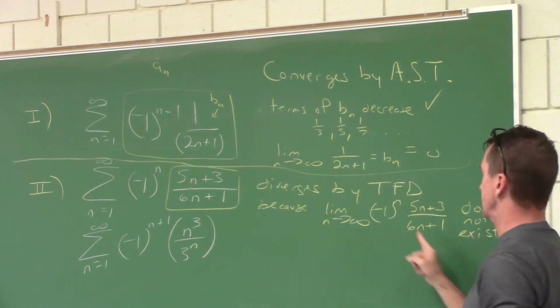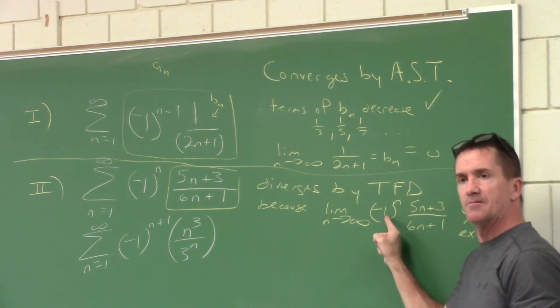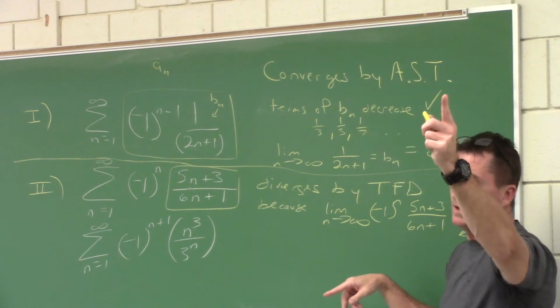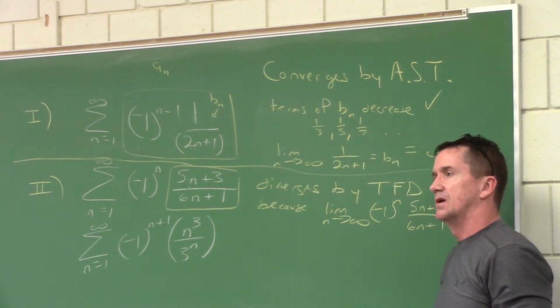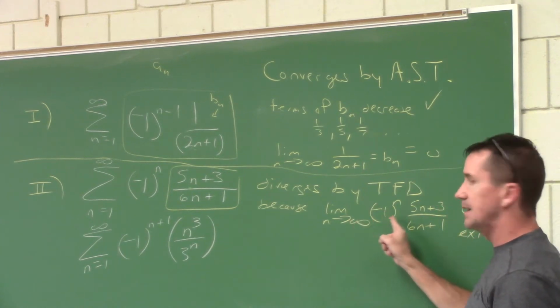The reason it doesn't exist, everyone, I know this was going to 5/6, but the negative on the end makes it alternate between a negative 5/6 and a positive 5/6. A negative 5/6 and a positive 5/6. It's not converging to a number in terms of that sequence. But the limit is just non-existent.